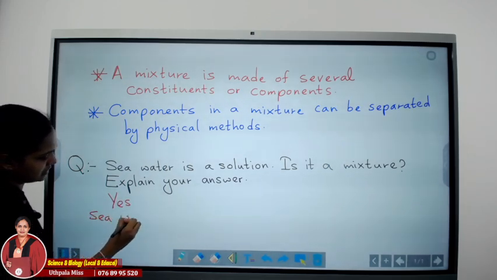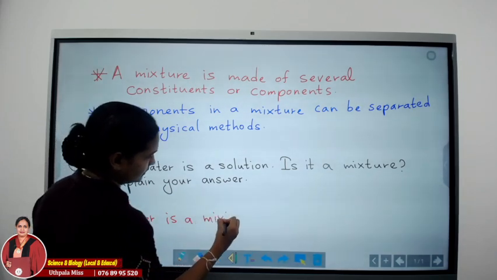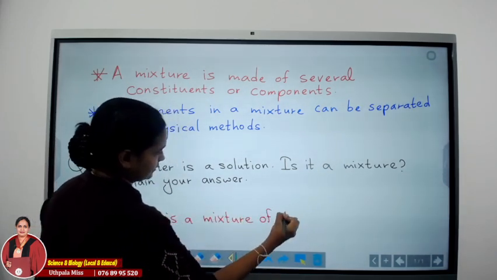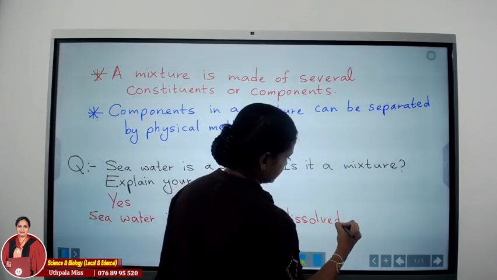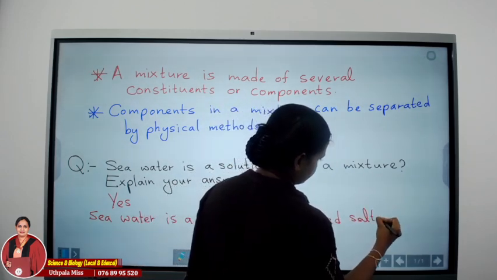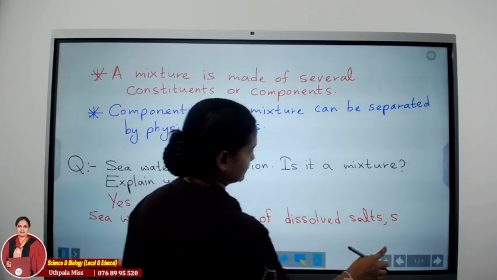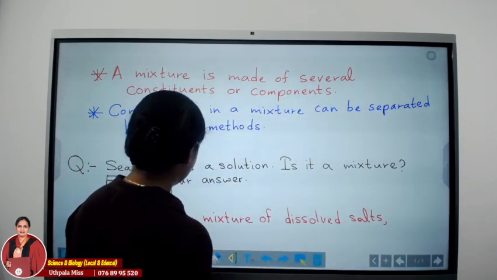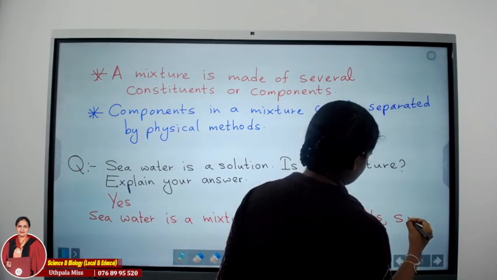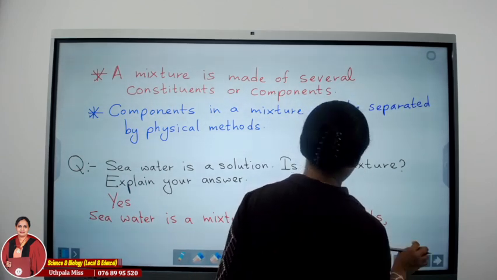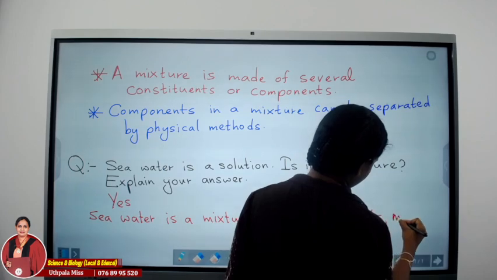Seawater is a mixture of dissolved salts. Teacher, in some countries they use the ocean as an energy source. Yes, in Sweden, teacher, they don't have enough sun energy and other energies, so they use wave energy, the energy of sea waves, in order to generate electricity.